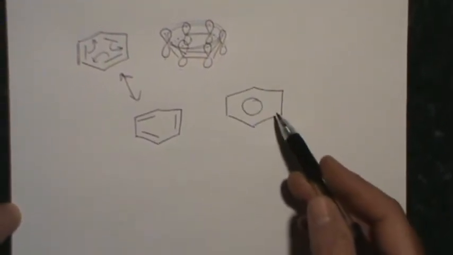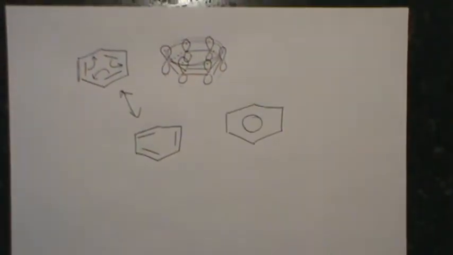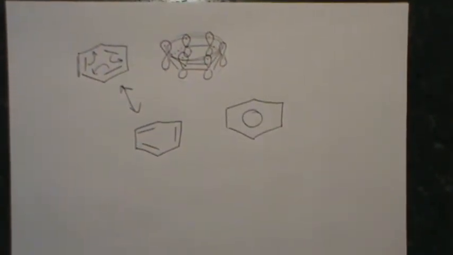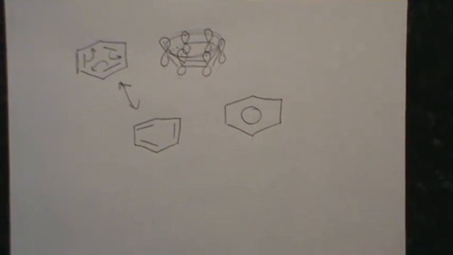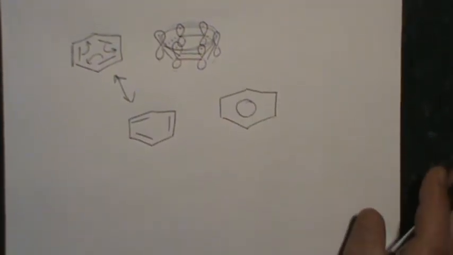And since it's neutral, we know that every single one of those atomic 2p orbitals must have just one electron in them. None of them are empty. None of them have 2 electrons in them. They all must have 1 electron, otherwise this molecule wouldn't be neutral.